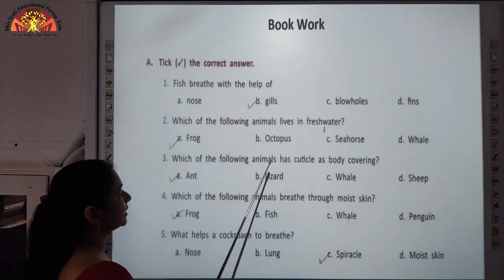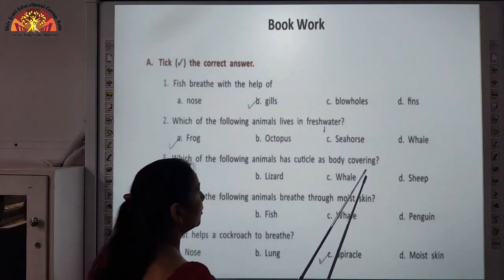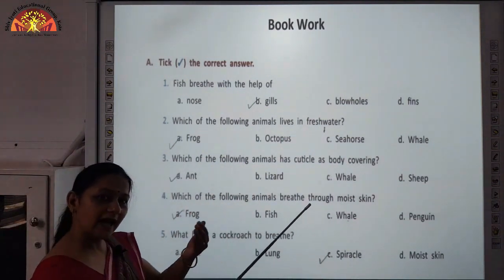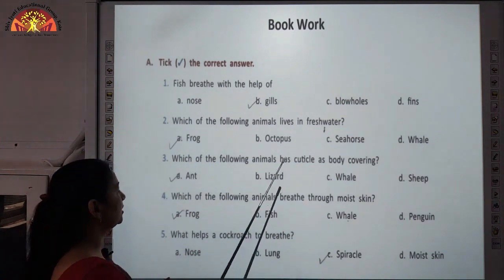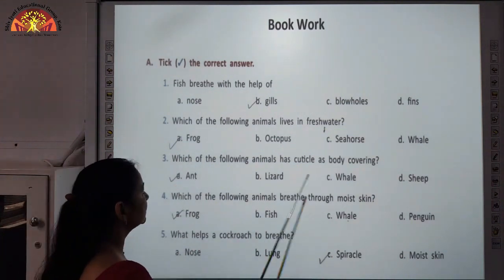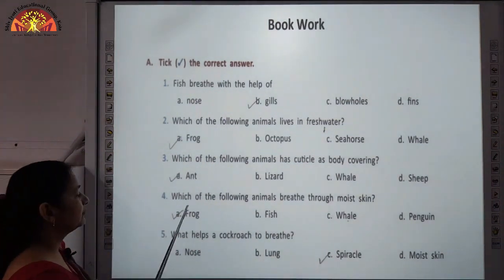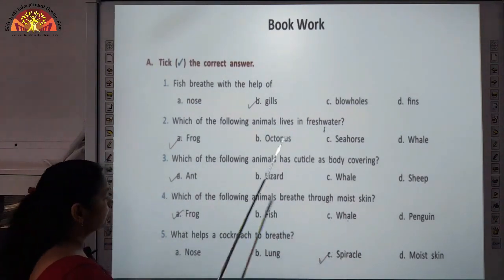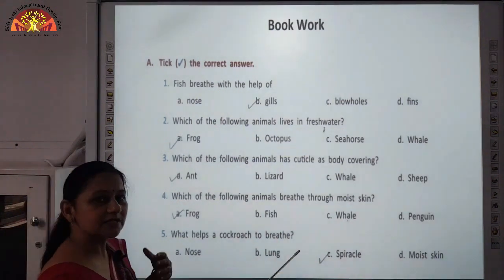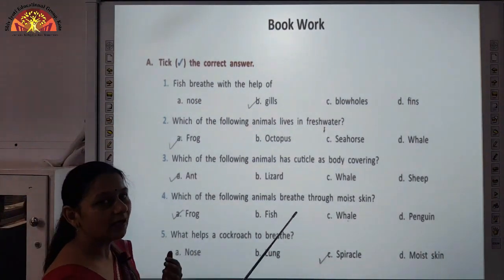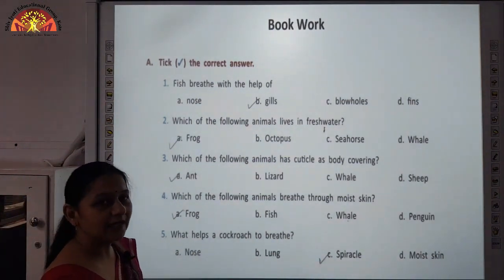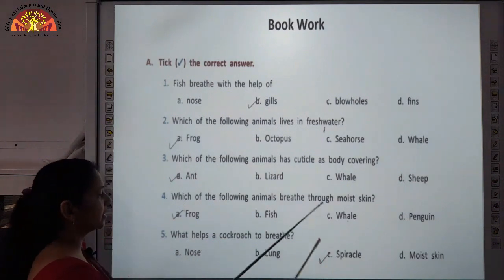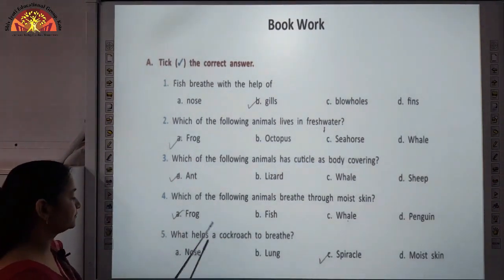Which of the following animals has cuticle as body covering? The insects, they have cuticle as their body covering. So the insect here is ant. Which of the following animals breathe through moist skin? Frog, it breathes through its moist skin when it is in water, and when it is on land, it breathes through lungs. So the correct answer here is frog.